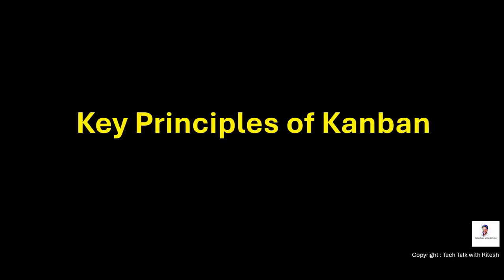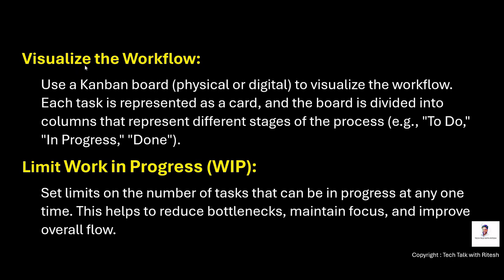Now, since we know about Kanban, let's see the key principles of Kanban. First thing is, of course, visualize the workflow. Use a Kanban board, either physical or digital, to visualize the workflow. Each task is represented as a card, and the board is divided into columns that represent different stages of the process. To do, in progress, and done.